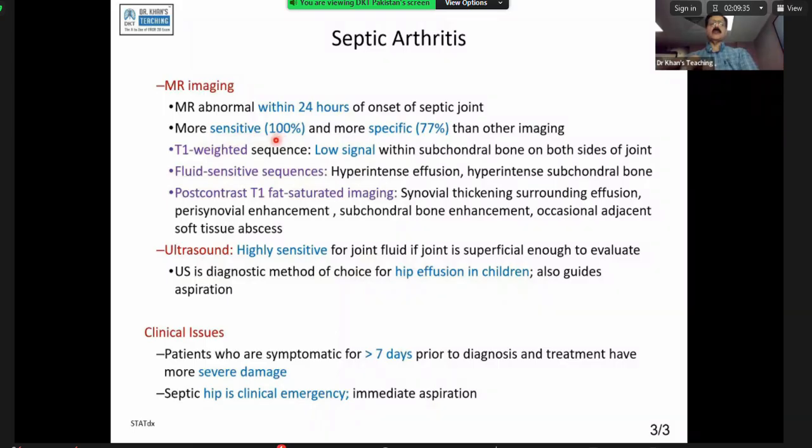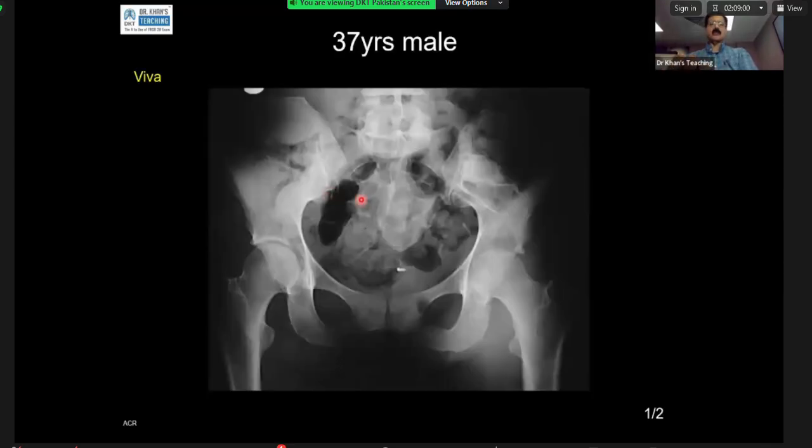MR is very sensitive, 100% sensitive, specificity is 77. The key point is low signal on T1, and on fluid sensitive it will be high signal. On a post contrast, what will happen? There can be two things. One is inflammatory phlegmon, which will enhance. And if there is an abscess, then there will be surrounding enhancement. So an abscess will be infected fluid, or necrosed fluid, with marginal enhancement.